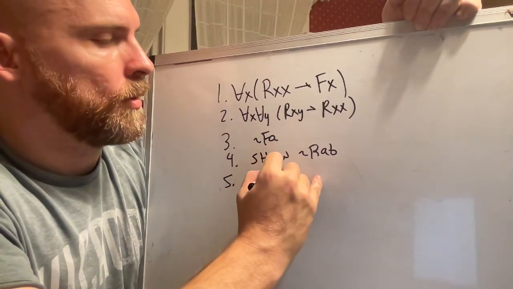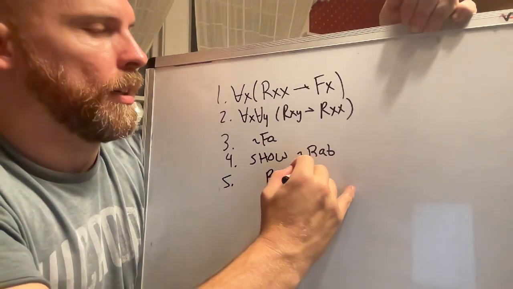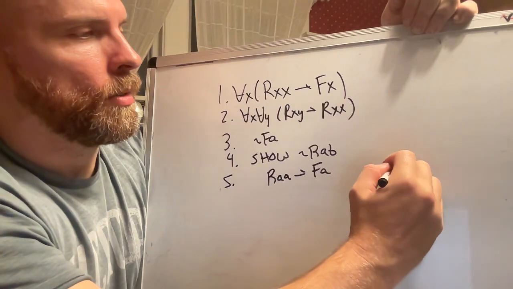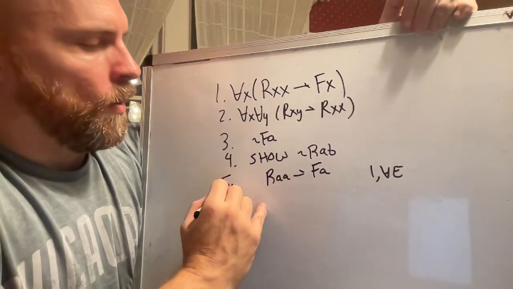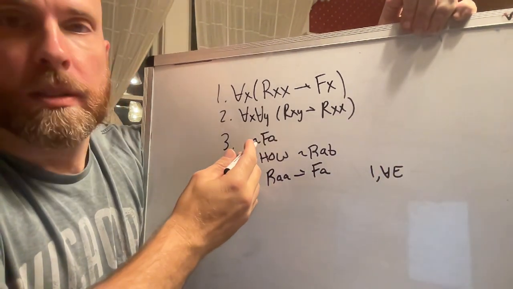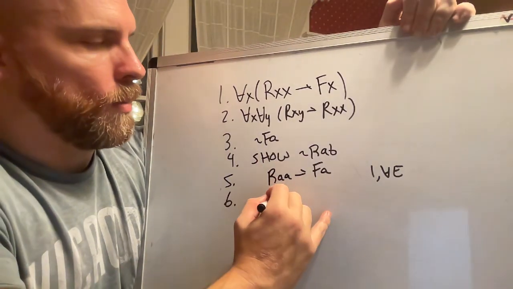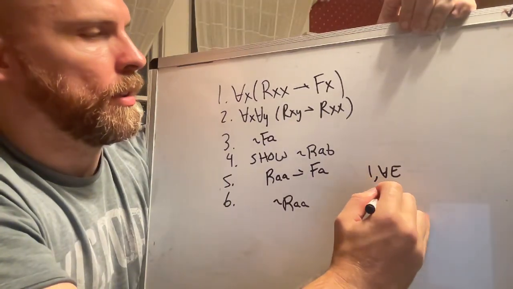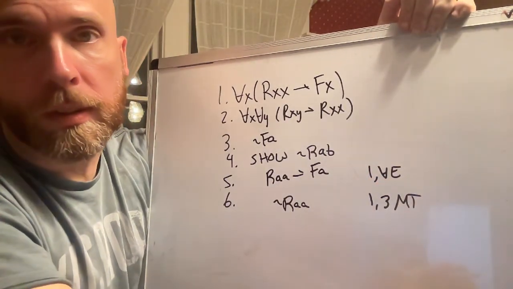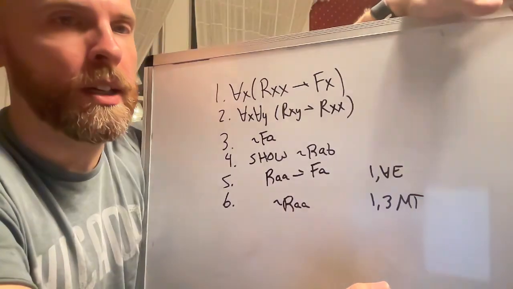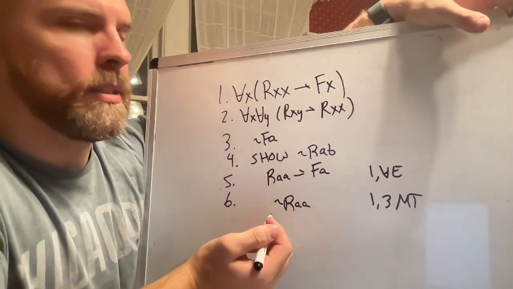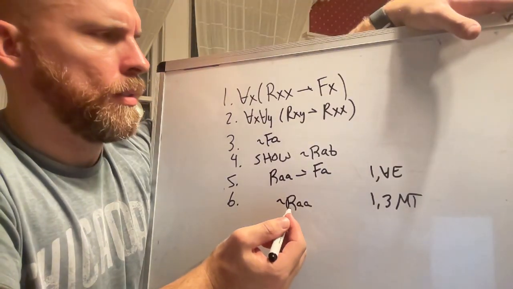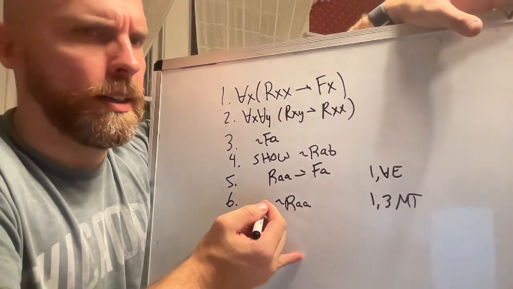So I'm first going to go to RAA. I'm just going to drop that. I'm going to put Faa here, and that's line 1, universal elimination. Why did I do that? Well, because I can use not Fa on line 3 to infer not Raa here, and that is lines 1 and 3, from Modus Tollens, our friend we just encountered. Now, I still haven't gotten exactly where I need to go. I'm trying to get not Rab, not Raa. So what's up?